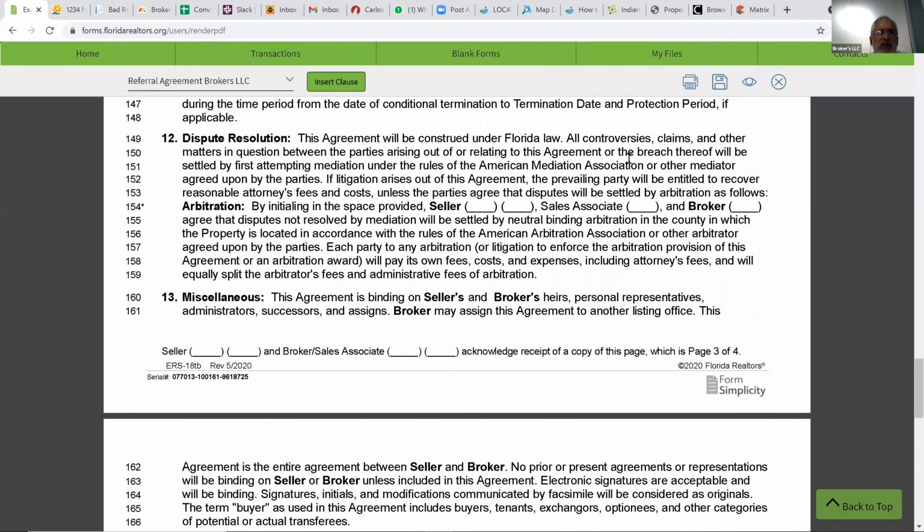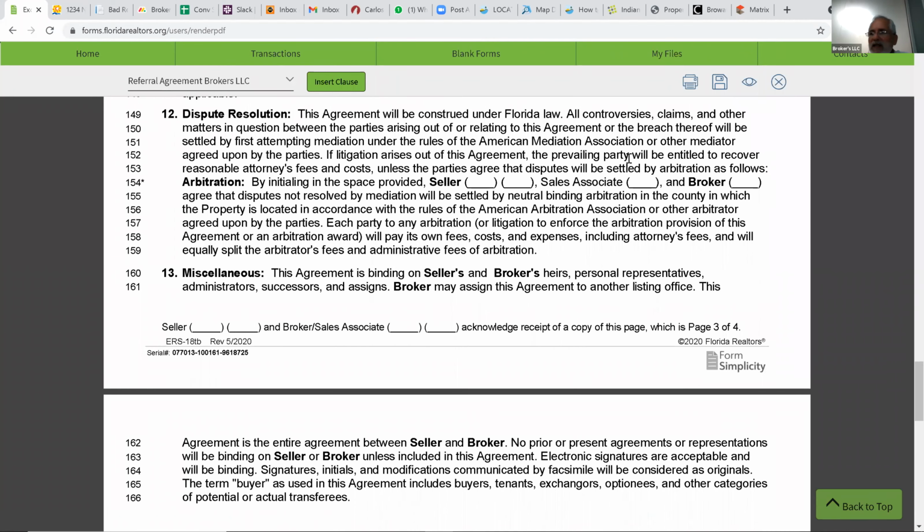Dispute resolution is whatever has to be done in case this contract is disputed by any of the parties. That means the seller or the broker or the listing agent. It will always go to the mediation system through the American Mediation Association, or most of the time by the DBPR. If there is no agreement, they will go to arbitration, and then it will go to a court of law, of course.